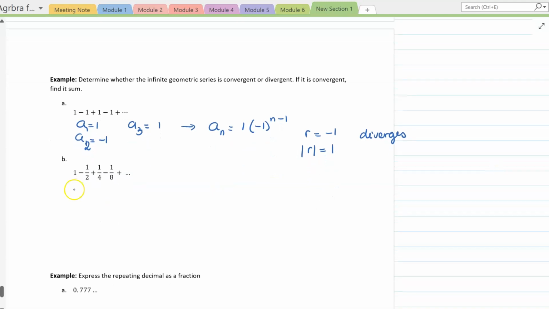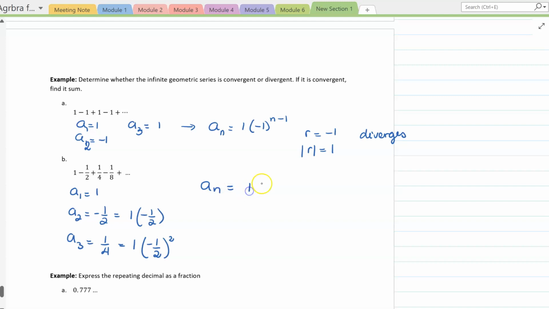The next one, a sub 1 equals 1, a sub 2 equals negative a half. So that is 1 times negative a half. A sub 3 equals 1/4. That is 1 times negative a half to the second. So here a sub n is equal to 1 times negative 1 over 2 to the n minus 1, where a equals 1, r equals negative a half. So the absolute value of r is less than 1. So this series converges.